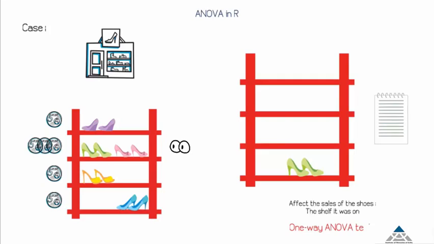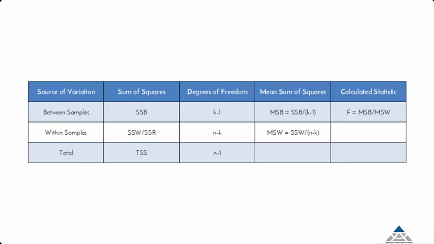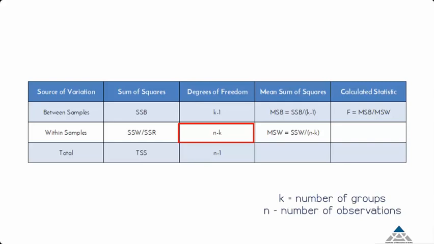We have already seen the theory and formulae behind the calculation of metrics in ANOVA in an earlier video. Just to recap, we show you the table over here. The sources of variation could be between samples or within samples. We then calculate the sum of squares, known as SSB for between samples and SSW or SSR for within samples. The degrees of freedom are k-1 for between samples and n-k for within samples, where k is the number of groups and n the number of observations.